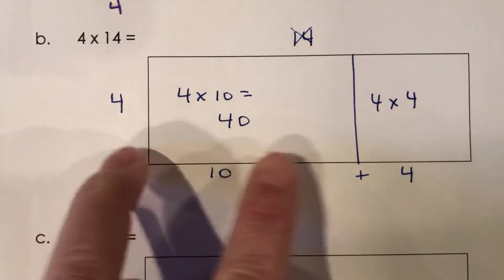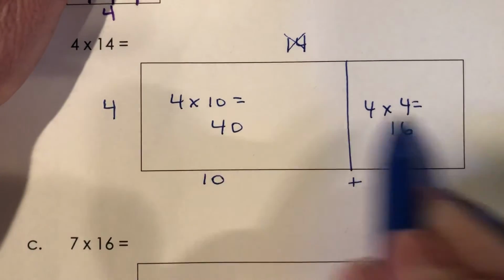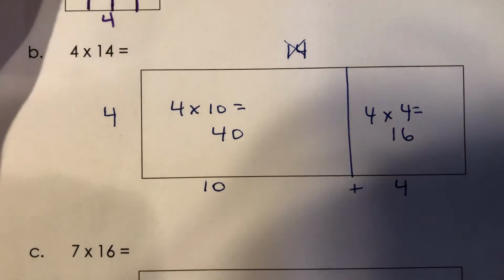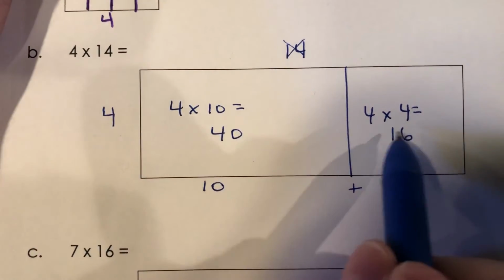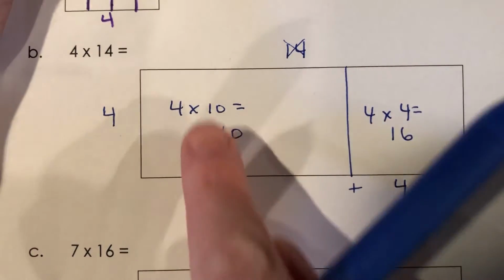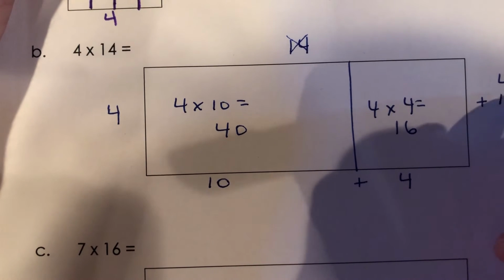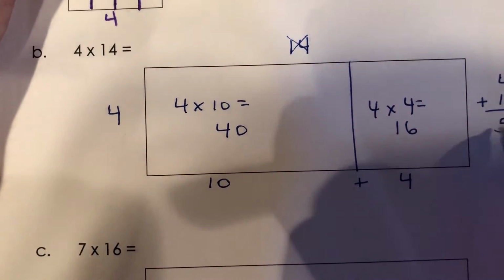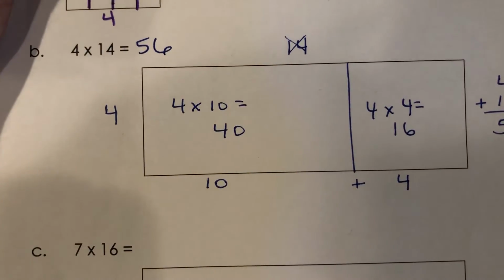So you're taking the 4 times this 10 and the 4 times this 4. And 4 times 4 is 16. Now to figure out what the area of this is, which would give us the number of squares, which is the answer we're looking for, if this is 40 and this is 16, you would add those two together because we're trying to figure out how much covers the entire thing. So to figure out the answer to this, we would do 40 plus 16. And 0 plus 6 is 6, and 4 plus 1 is 5. So we would get an answer of 56.